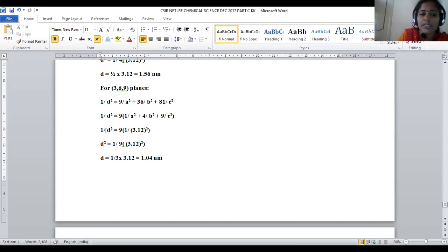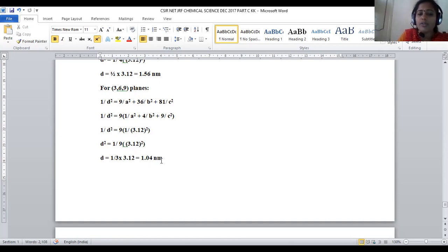So again, we are inverting the equation. d square is equal to, here the numerator 9 becomes 1 by 9, and the denominator 3.12 square becomes the numerator: 1 by 9 into 3.12 whole square. If you remove the square, it will become d is equal to 1 by 9 halved, meaning 1 by 3 into 3.12 square, again halved, the square will be removed, so that it is 1 by 3 into 3.12.